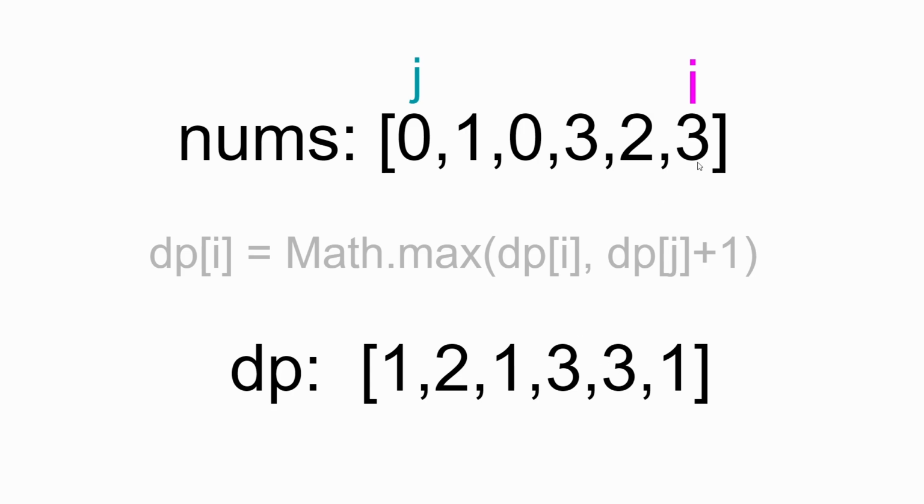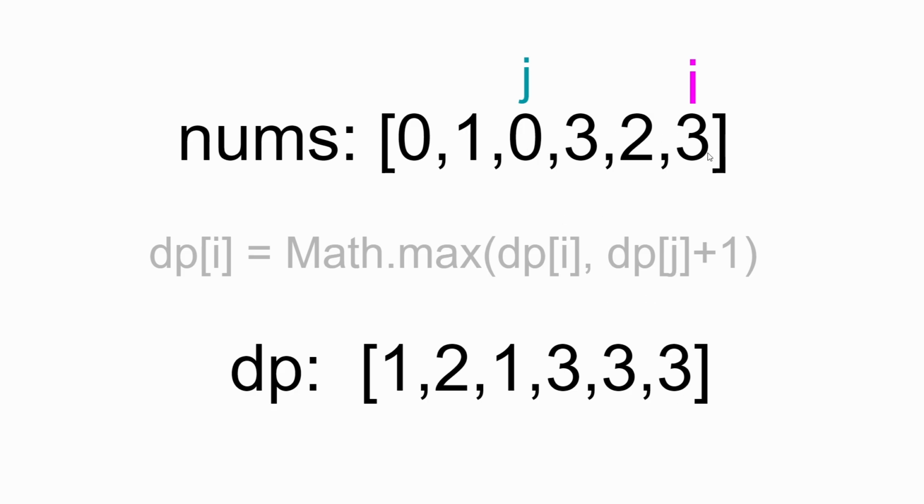Okay, so is nums at I greater than nums at j? Yes. What is greatest here, dp at I or dp at j plus 1? Well, dp at j plus 1 is 2, and dp at I is just 1, so we're going to update this to 2. Same thing, is 3 greater than 1? Yes. What is greater, dp at I, which is 2, or dp at j plus 1, which is 3? Well, 3 is, so we're going to update this value to 3.